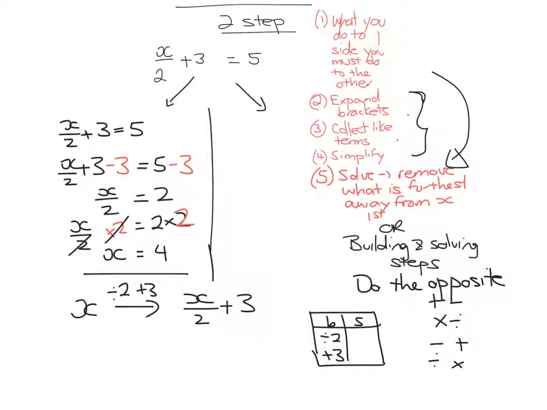To solve it, we take one brick off at a time, if you like. So you get rid of that one first, and then you get rid of that one. So to get rid of plus 3, you're going to take 3.